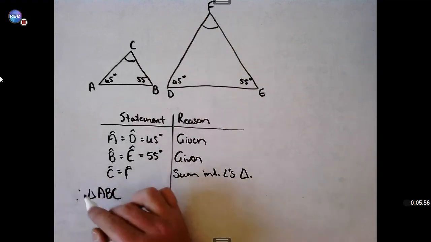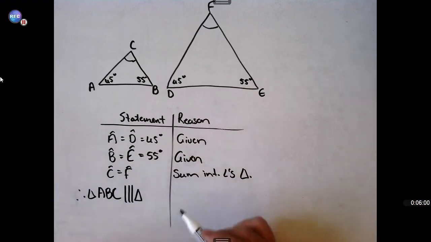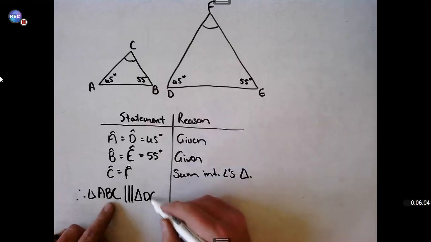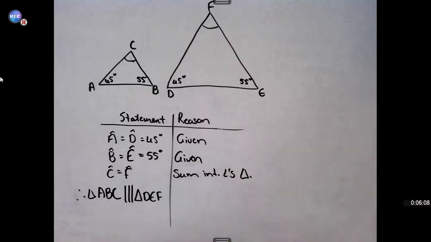Triangle ABC is similar to triangle DEF. The corresponding angle for A is D, for B is E, and for F is C. So at the end of the day, if you do this, you must be able to link them like this.